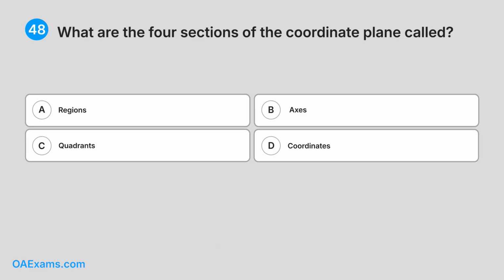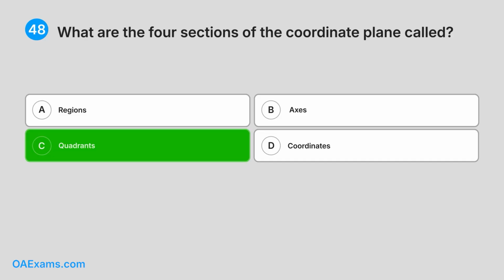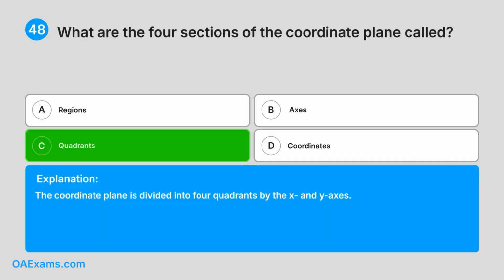Correct answer. C. Quadrants. Explanation. The coordinate plane is divided into four quadrants by the x and y axes.